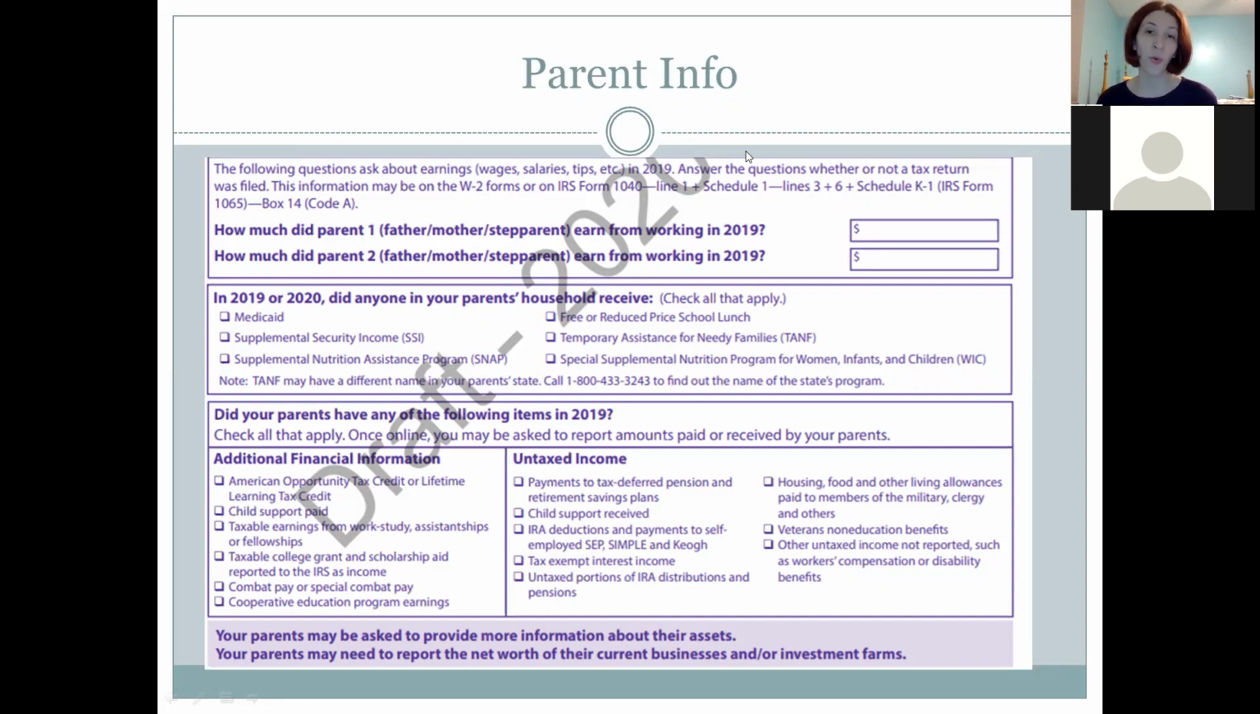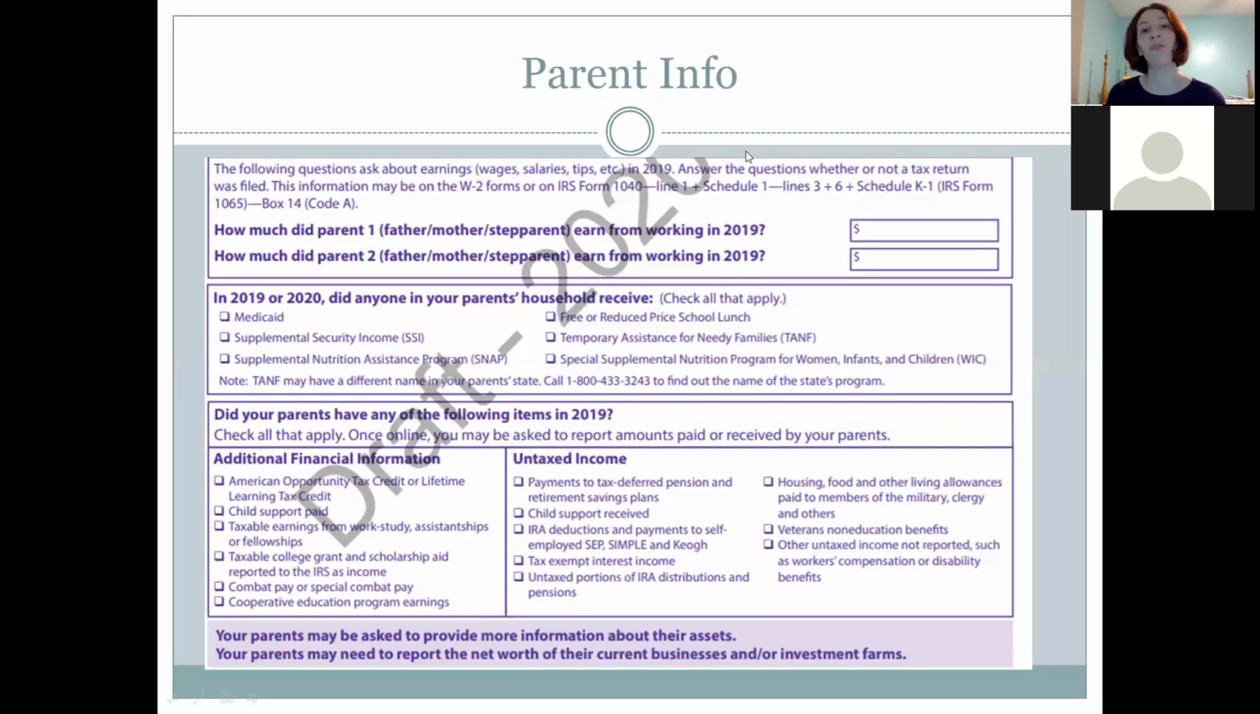It is important to note that when they're talking about the number of students in college, they're talking about the student themselves and then any siblings that they have that are in college at the same time. If you as the parent are in college during the upcoming school year, unfortunately you cannot be counted as being in college on the student's FAFSA. You can on yours, but not on the student's.